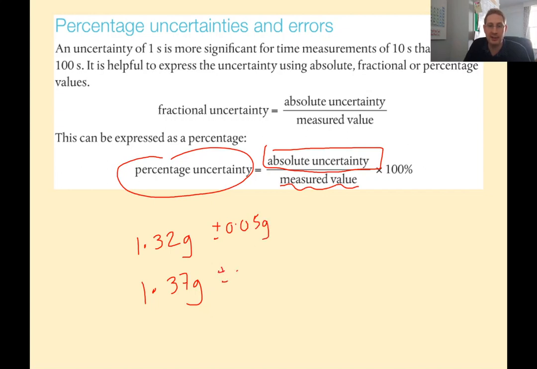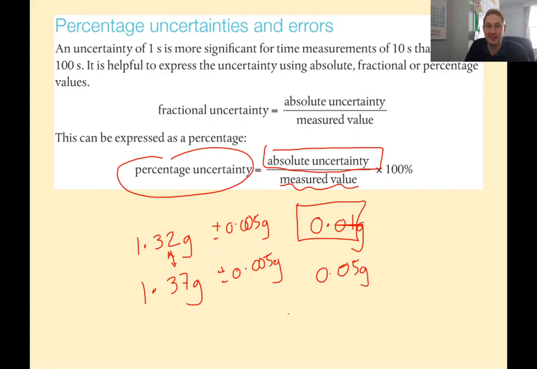This is plus or minus 0.05 grams. Sorry, that should be 0.05 grams, half the smallest division, which is 0.01. So the total uncertainty is 0.01 grams in that answer. But what you actually measured is the difference there, which is 0.05 grams. So the uncertainty here is your absolute uncertainty, 0.01, over what you actually measured, 0.05, times by 100%, which is 20%. That's a huge amount.